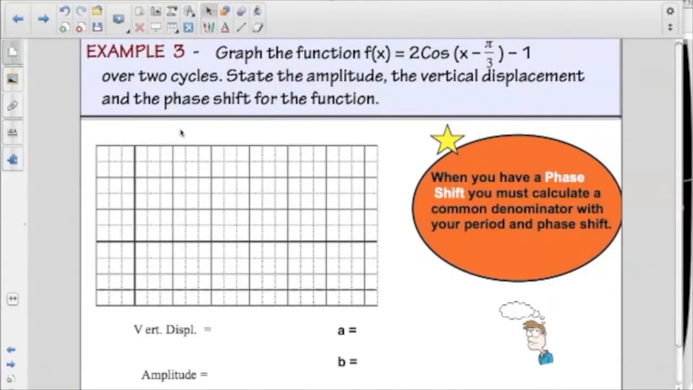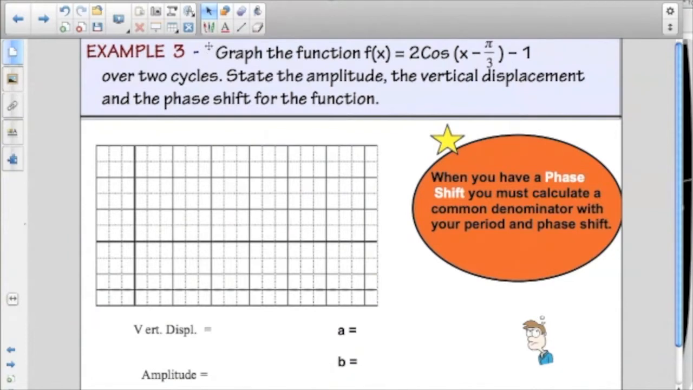All right, back with part 3 now of Learning Guide 7, and we're on example 3. Graph the function f(x) = 2 cos(x − π/3) − 1, for 2 cycles. What we did last slide was our ABCD, so we'll do the same thing here, but you're going to notice something different from the last one.